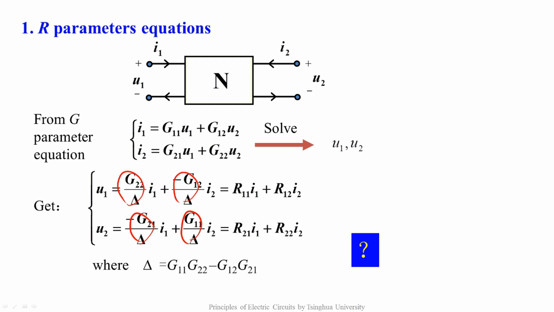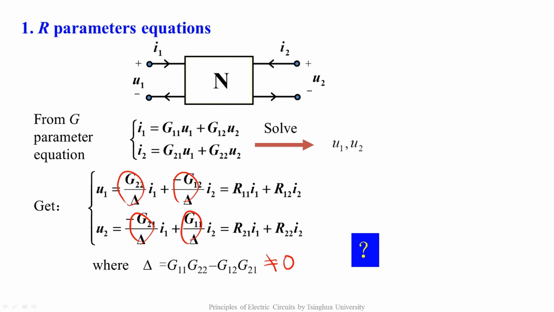Please think about this question. Is this derivation suitable for any two-port networks? Obviously, it's conditional. The determinant of the matrix G shouldn't be equal to 0. Otherwise, the denominator is 0. In other words, for any two-port network, its G parameters and R parameters may not coexist. In fact, other parameters have the same problem.